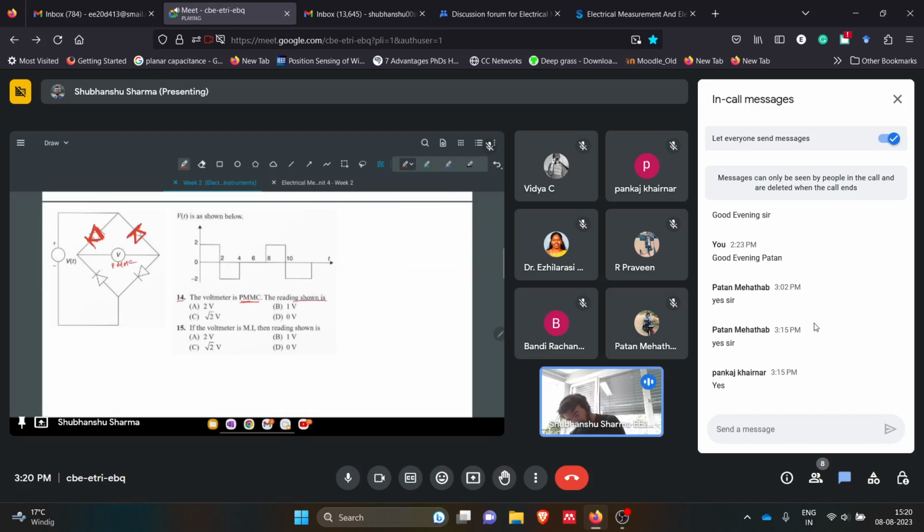So we have this. It is repeating after this. Okay, so we have the square, then we have a dead zone, then we have again that same period repeating. So this is the full time period. So based on that, what is the reading shown?